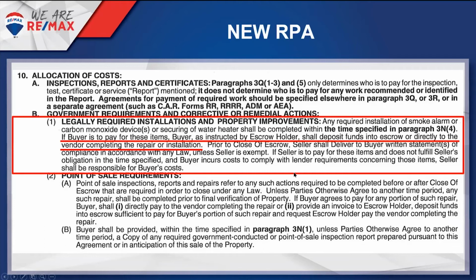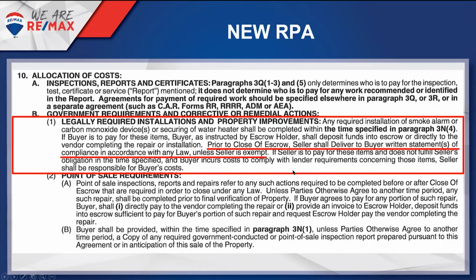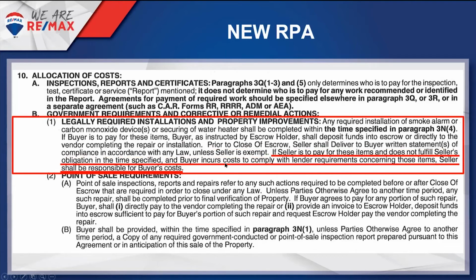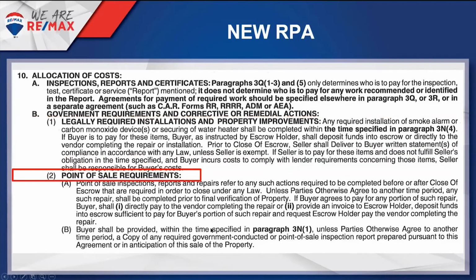So if the buyer is to pay for those items, then the buyer must instruct escrow to hold funds to pay for it or pay the vendor directly. It is negotiable who pays for it, but the work must be done prior to close of escrow. Buyer must deliver to seller a document saying that they are in compliance, and that's part of the TDS, of course. If the seller is to pay for these items and does not fulfill the seller's obligation in the time specified, which is that 7-day window, and the buyer incurs extra costs, then the seller is responsible for those costs.